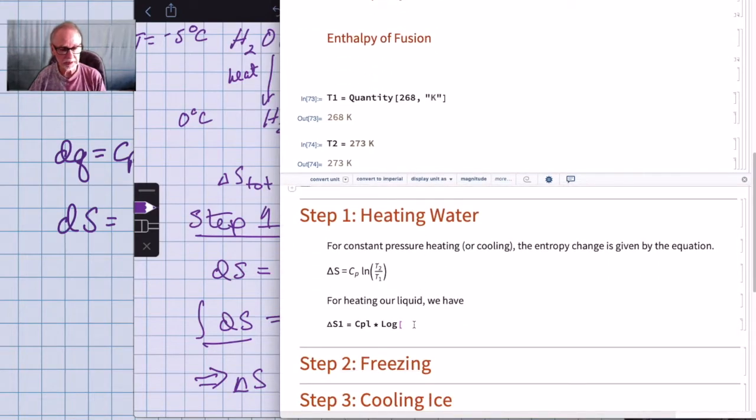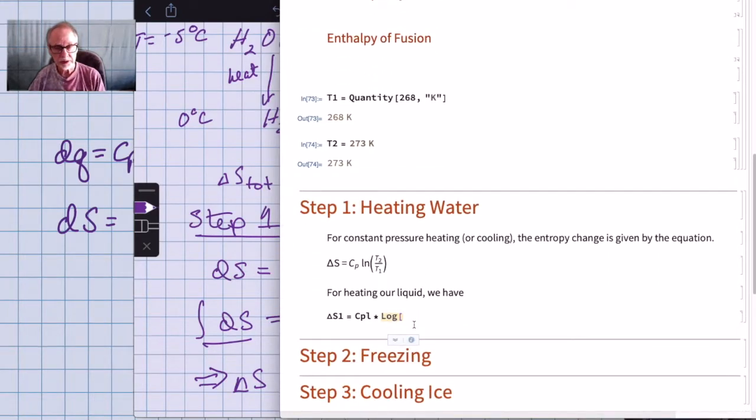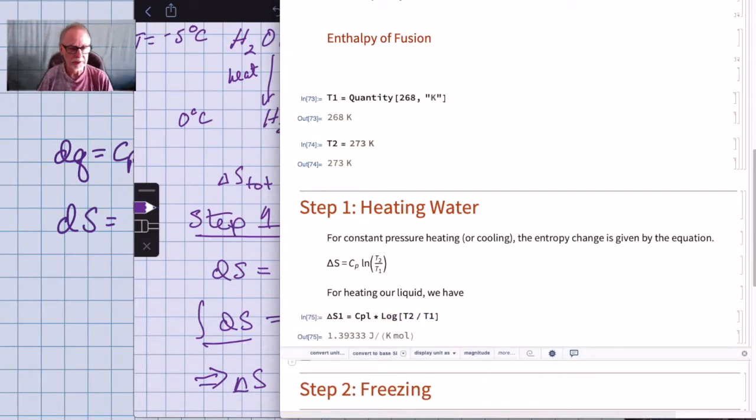So now I'm back down here, and it's going to be T2, the higher temperature, divided by the lower temperature in the case of the heating. And boom. All right, that's what I've got. This is positive, as you would expect, because we're heating something. We're putting heat into it. That's going to increase the entropy. That's going to increase the disorder. So that should make sense to you under those circumstances.